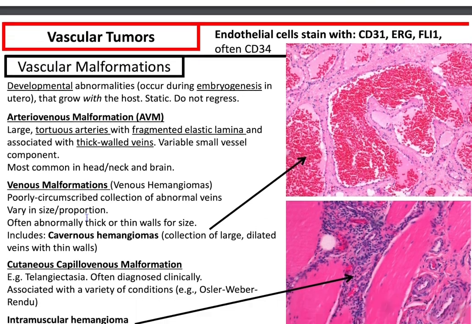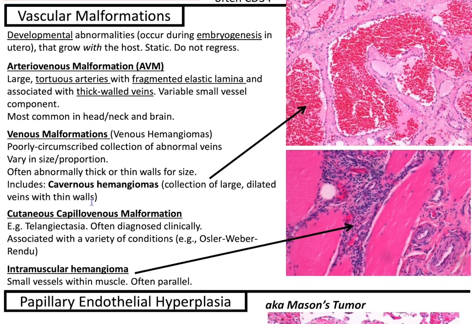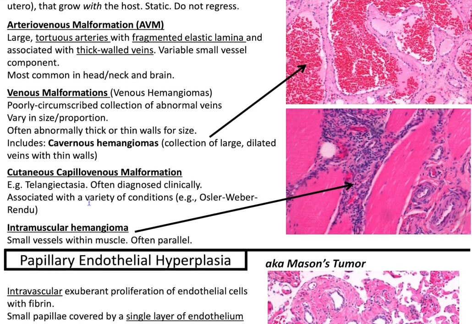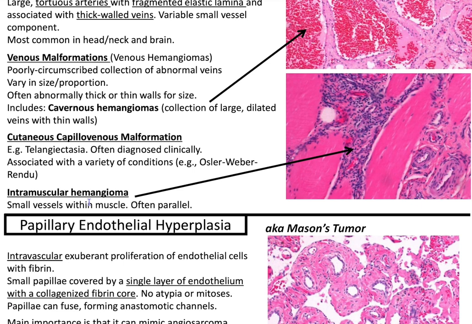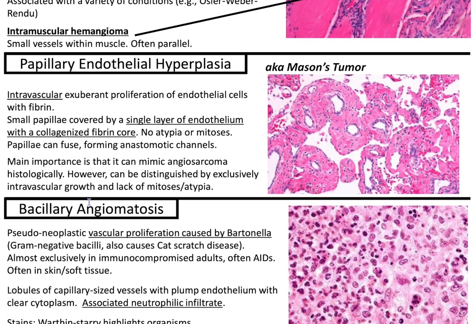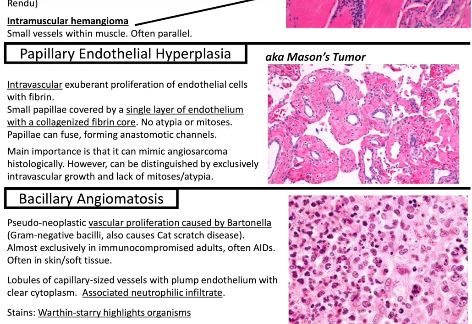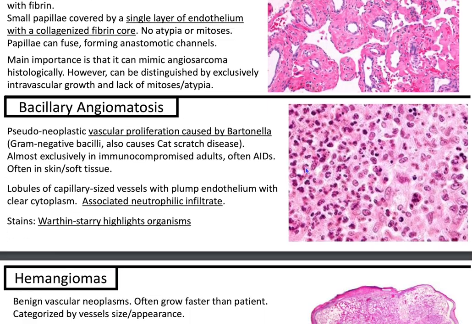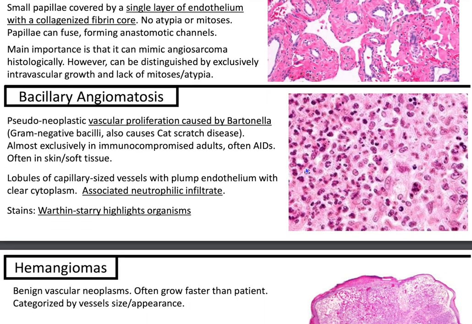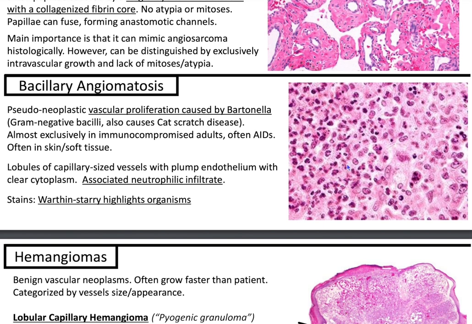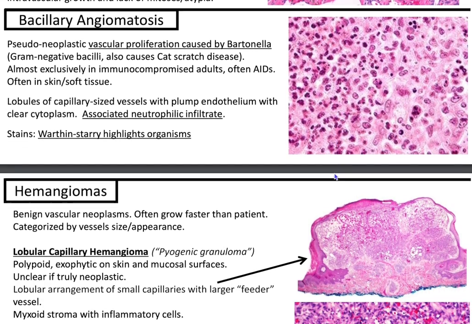Vascular tumors, vascular malformations, AV malformations, venous malformation, which includes your cavernous hemangiomas, cutaneous capillovenous malformations like your telangiectasias, and intramuscular hemangioma. Masson's tumor, papillary endothelial hyperplasia, it's recanalization of a fibrin thrombi in the vessel. Bacillary angiomatosis caused by Bartonella in immunocompromised patients have a neutrophilic infiltrate, get your Warthin-Starry.